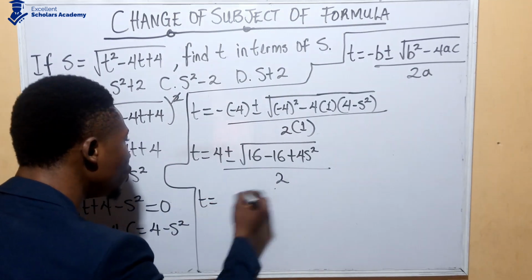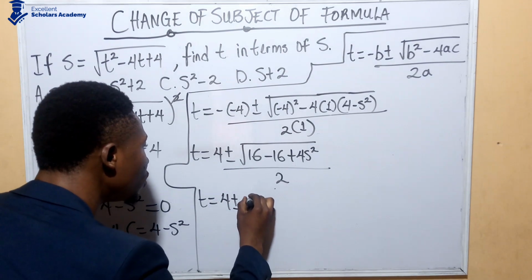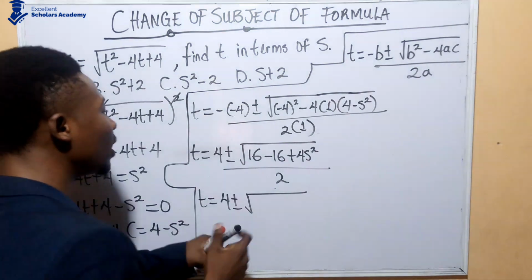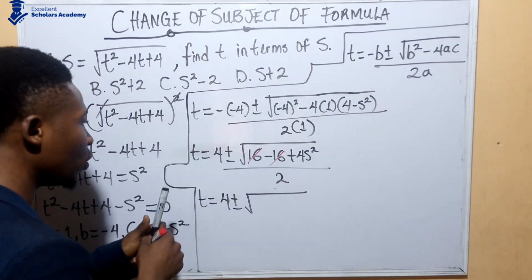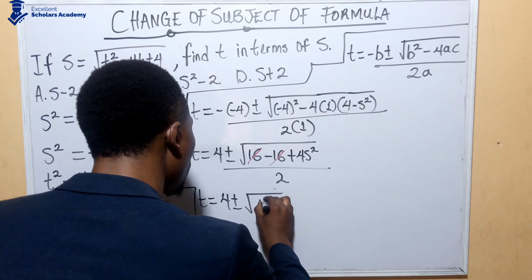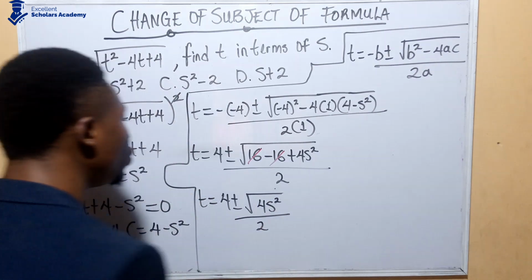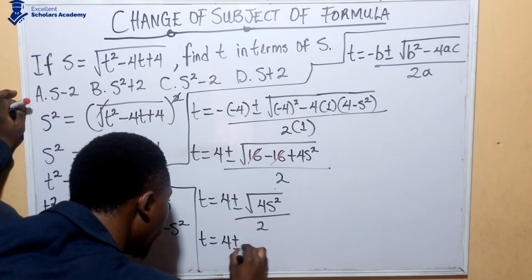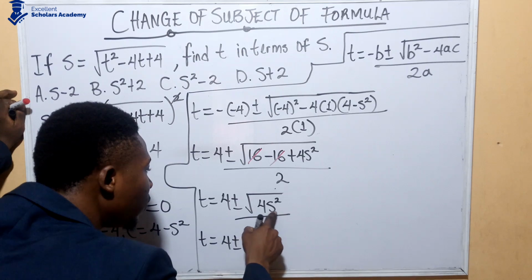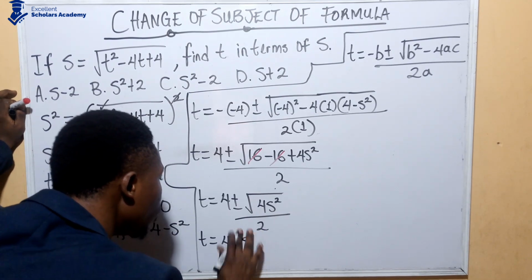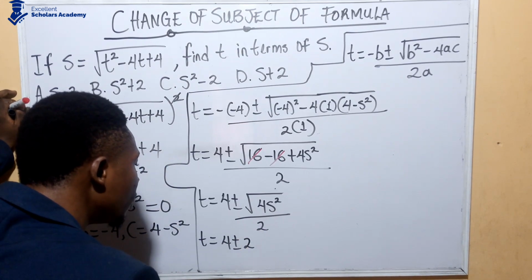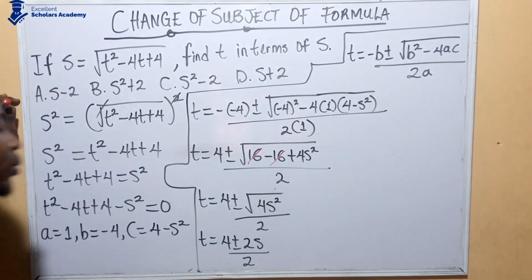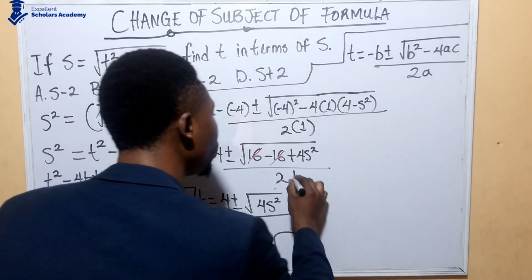So this is going to be t is equal to 4 plus or minus square root of, of course, 16 plus 16 takes away minus 16, meaning that they cancel out. Plus something minus the same thing goes out. So we're going to be left with 4s squared over 2. Now, this square root is affecting 4 and affecting s squared. Square root of 4 gives us 2. Now, this square root affects this square, so you're going to have s over 2. So now let's continue so we can get our final answer.